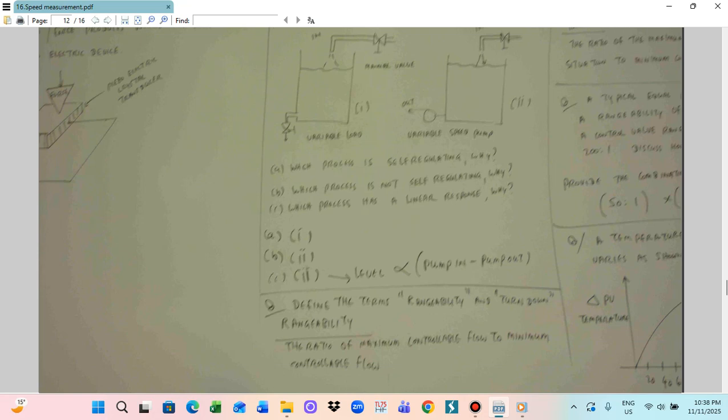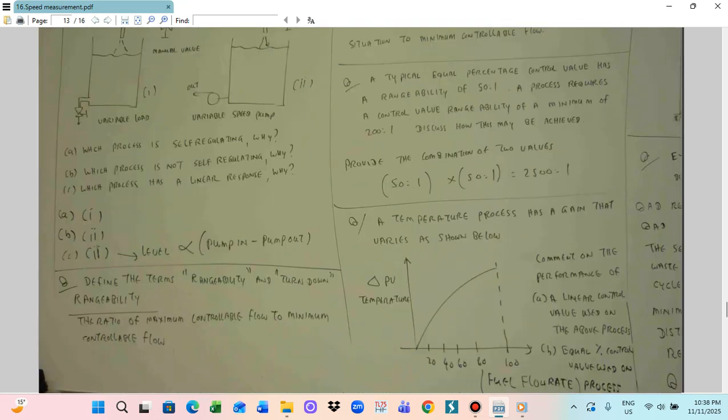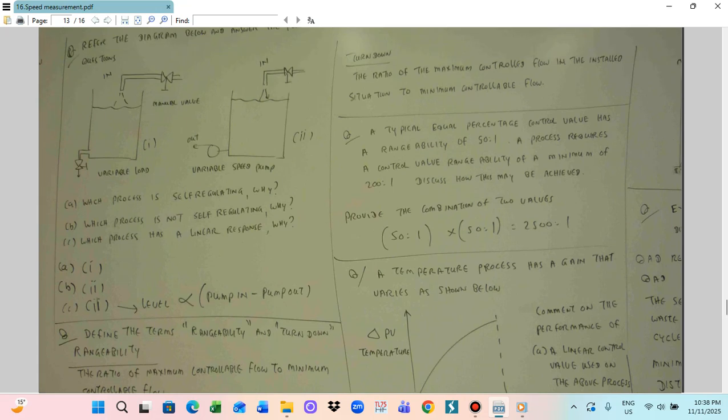Rangeability means the ratio of the maximum controllable flow to the minimum controllable flow. So this is called rangeability. The maximum amount that can be controlled relative to the minimum amount that can be controlled is called rangeability. Another one is the standard, the ratio of maximum controllable flow to the minimum controllable flow. This is called a standard.